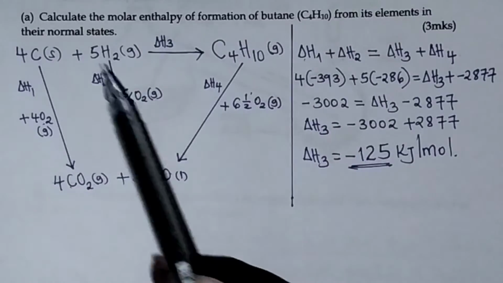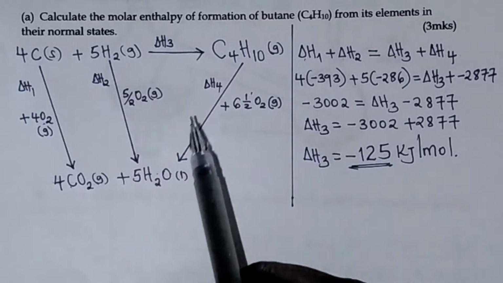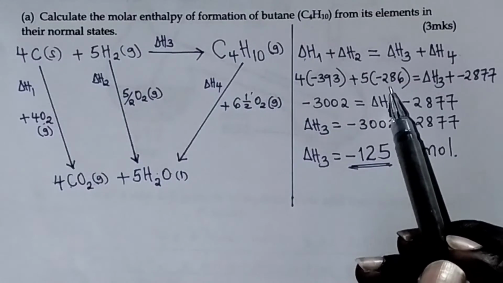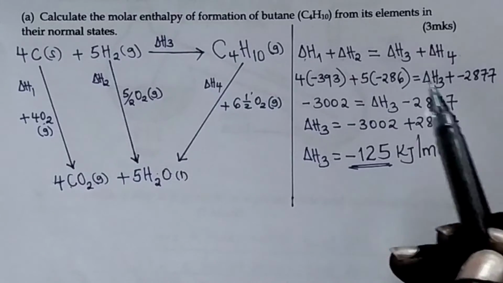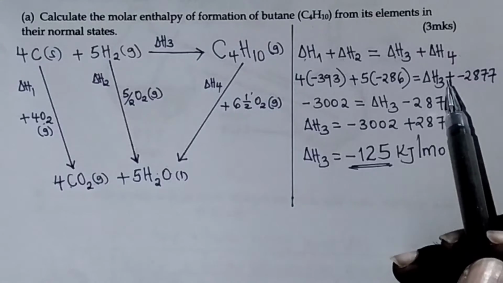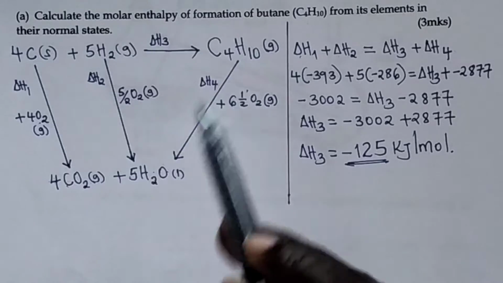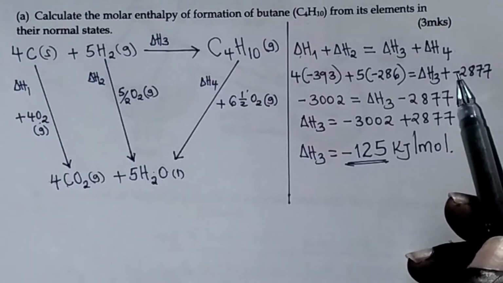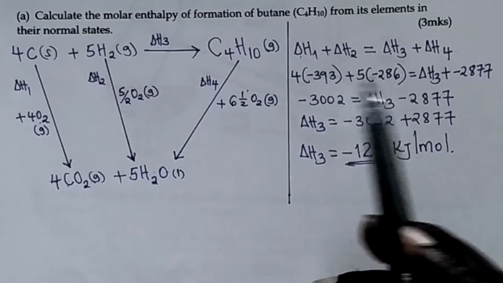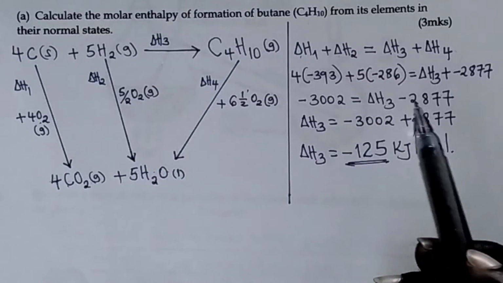side for hydrogen. It was only 1 mole of hydrogen reacting with half a mole of oxygen gas, giving us 1 mole of water. So we have to multiply by 5 and write the standard enthalpy of formation of water there. Will be equal to enthalpy change 3, which we don't have in our case. That's the enthalpy change for the formation of butane. Plus, then we write the enthalpy change 4, which is the combustion of that butane, which we are given as negative 2,877 kilojoules per mole. So when you put these on the calculator, we get negative 3,002, which will be equal to enthalpy change 3 minus 2,877.